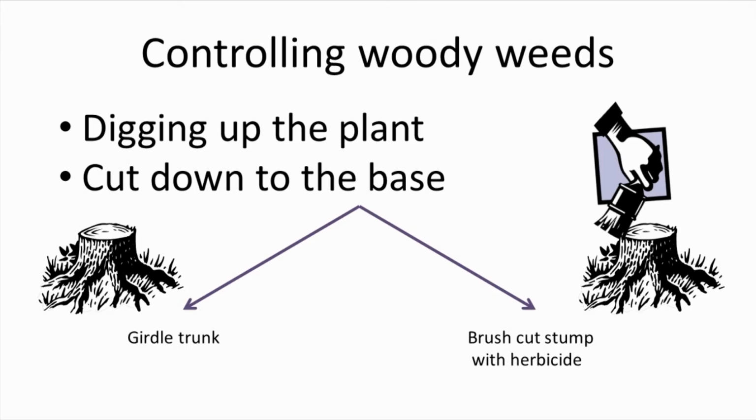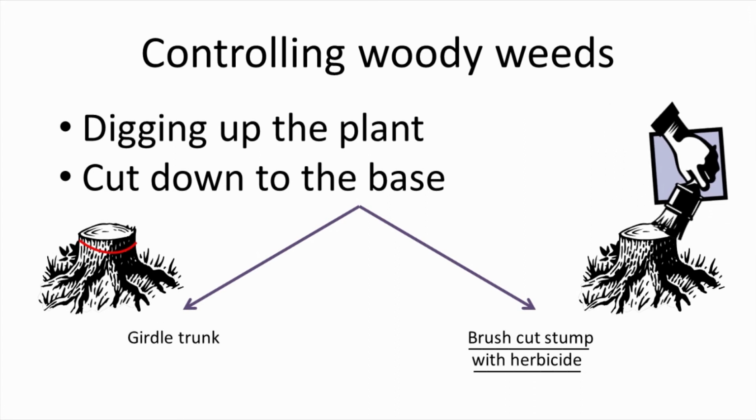A note on controlling woody weeds. One option is to dig up the entire plant, but this can be difficult and time-consuming. Another option is to cut the plant down to the base, but many will resprout. To prevent resprouting, some species respond to girdling. To girdle, remove a small strip of the bark all the way around the stump. Another option is to brush that surface of the stump with a non-selective herbicide labeled for woody plants. These products are typically sold as woody brush killer, stump killer, or similar. Always read the label for instructions on proper use.